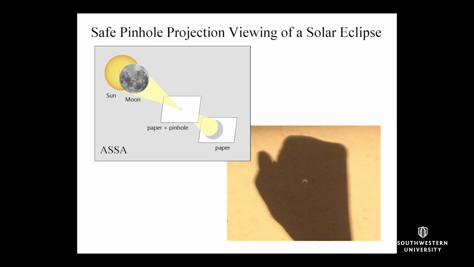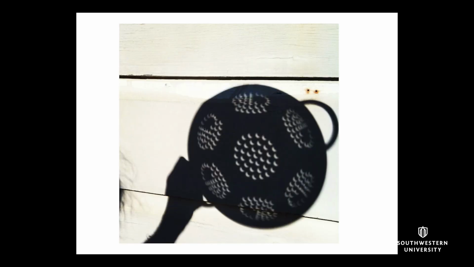This very clever person has just balled up their fist to make a little hole through their fist, and you can see this crescent shape there. That's the crescent pinhole image of the sun occurring during an eclipse. Here's another clever one. Somebody took a colander, and if you look very closely at the colander, you can see that they're all crescents. These are crescent pinhole images.